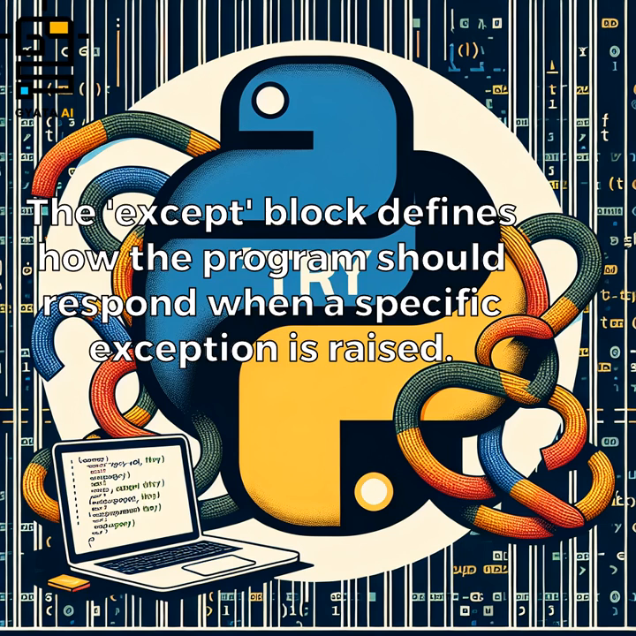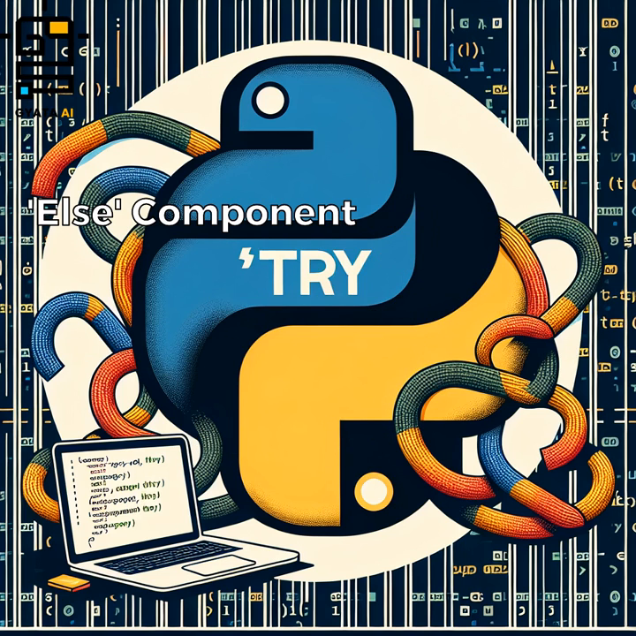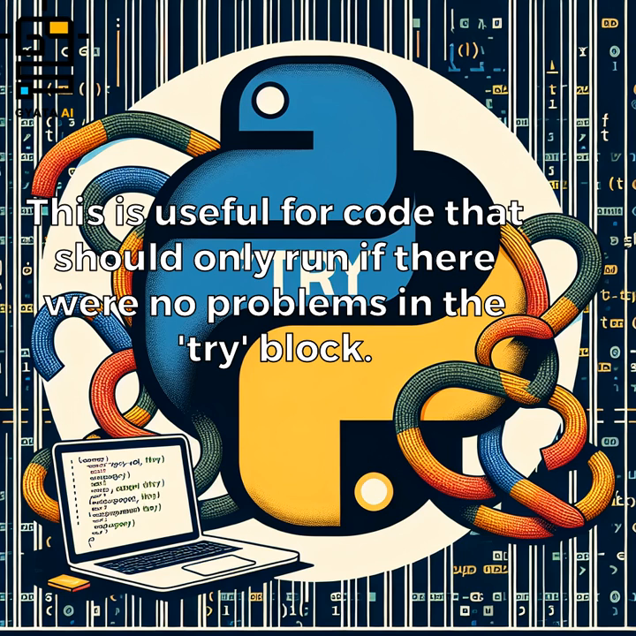Except component. The except block defines how the program should respond when a specific exception is raised. One or more exception types can be specified after the except keyword, allowing customization of response to different kinds of exceptions. Else component. The else clause in a try block executes if no exception is raised in the try block. This is useful for code that should only run if there were no problems in the try block.